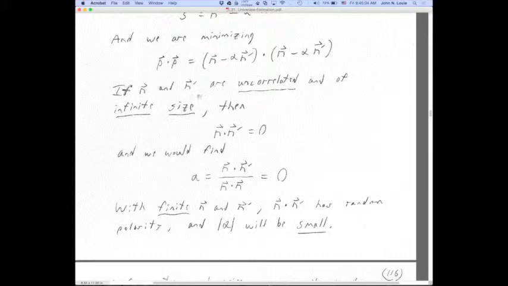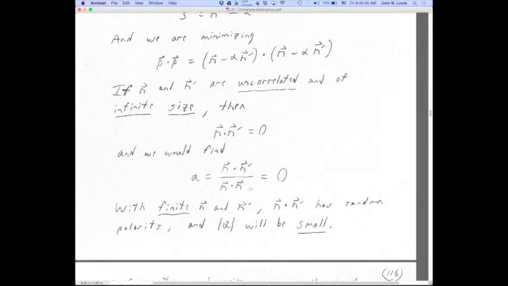So if N and N prime are uncorrelated, which we like to think of our noise as totally uncorrelated noise, purely random Gaussian noise, for instance, okay, then if you have enough of it, N dot N prime is going to be equal to 0. And then what we're going to find is alpha is going to be N dot N prime divided by N dot N. And of course, that's just going to produce 0.